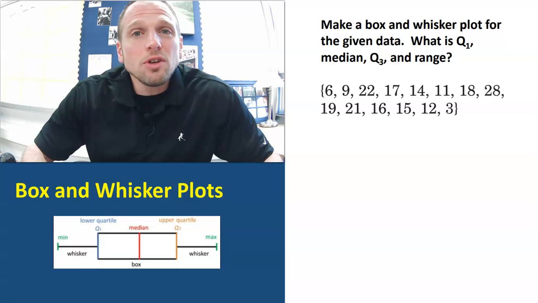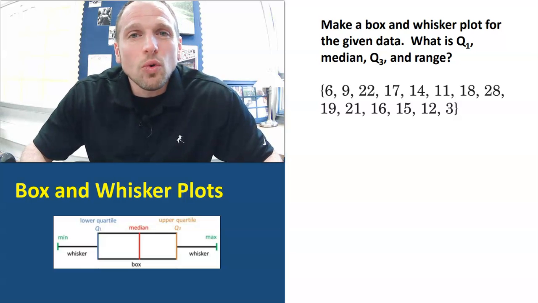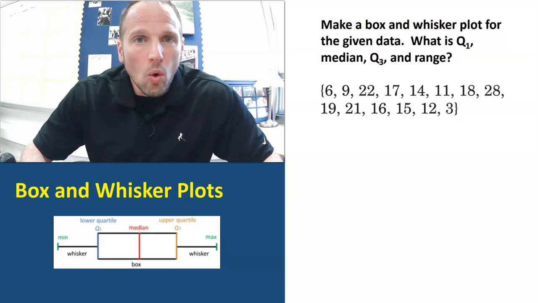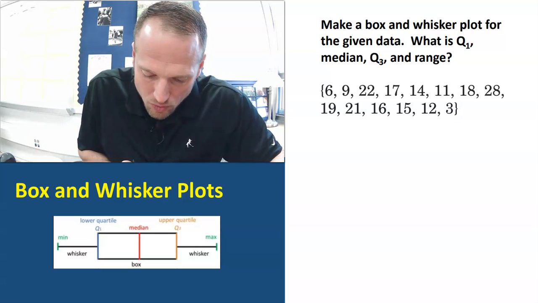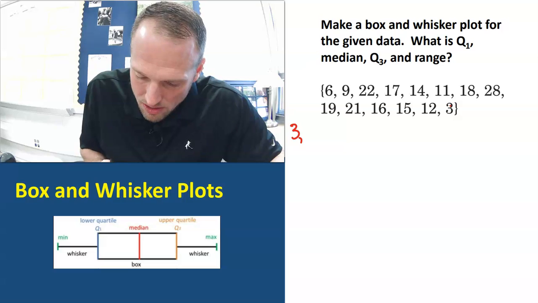So the first thing that I'm going to do is take the data that I have and rewrite it in order, from smallest to largest. So the smallest one, we've got 3. And then we're going to go up to 6.